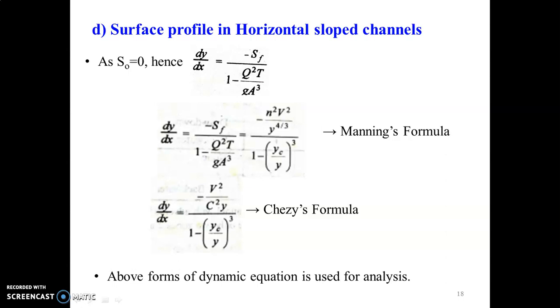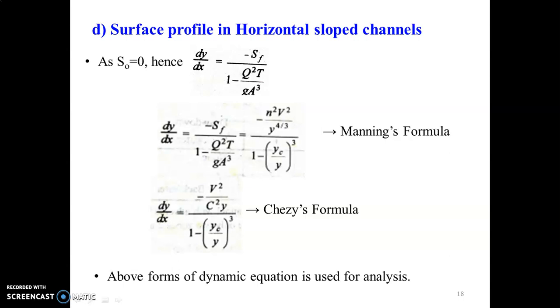Surface profile in horizontal slope channel. In horizontal slope, you know that S0 equal to 0. Hence, the dynamic equation for GVF, that is dy by dx equal to S0 minus SF by 1 minus Q square T by GA cube, gets modified to dy by dx equal to minus SF by 1 minus Q square T by GA cube.